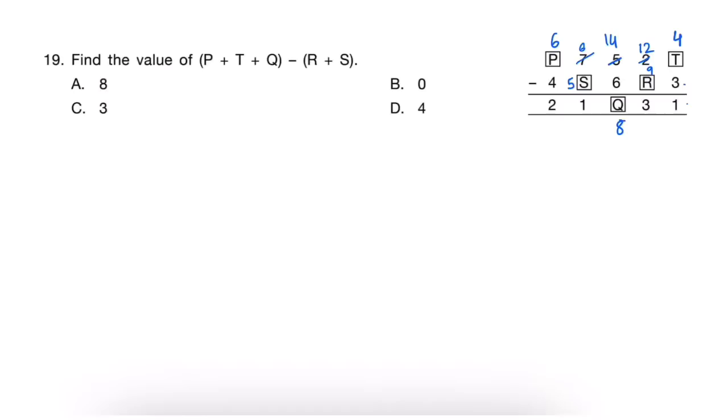Now we will put the numbers in the equation. P is 6 plus T, 4 plus Q, 8, minus R, 9 plus S, 5. 6 plus 4, 10. 10 plus 8, 18. So 18 minus 9 plus 5, 14. 18 minus 14 is equal to 4. Correct answer is option D.